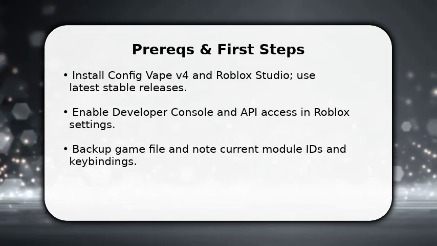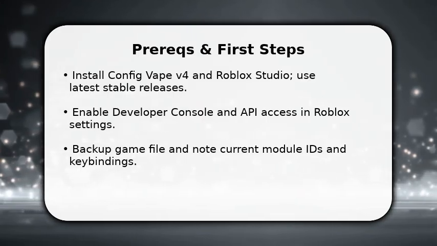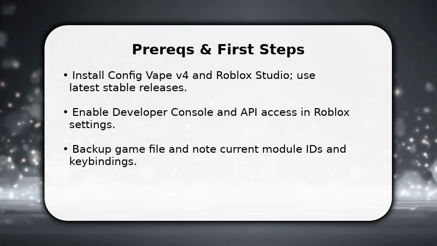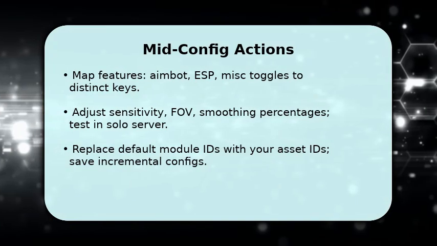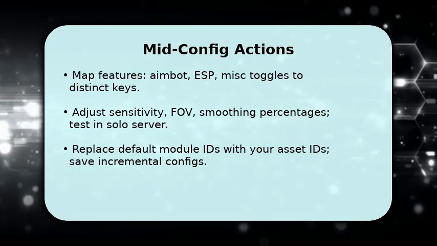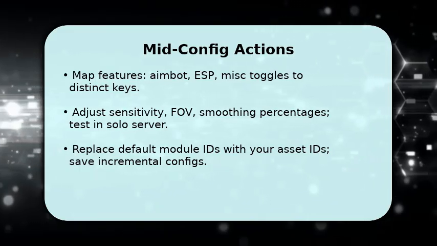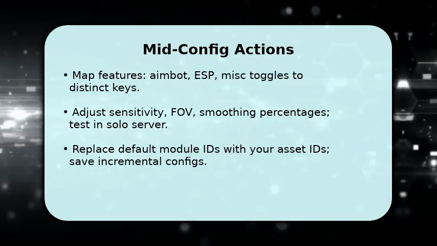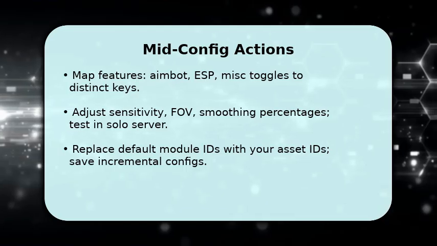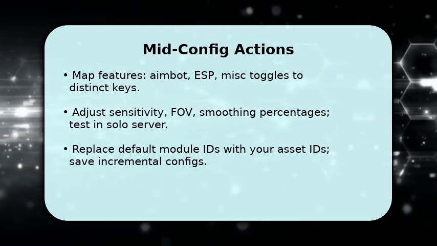Now load Config Vape v4 into Studio and import the base config. This ensures you begin from a known state rather than patching unknown variables. Once the base is loaded, you map core features like aimbot, ESP, and MISC toggles to distinct keys so they won't collide. Next, tune sensitivity, FOV, and smoothing percentages, then test in a private server to evaluate behavior.